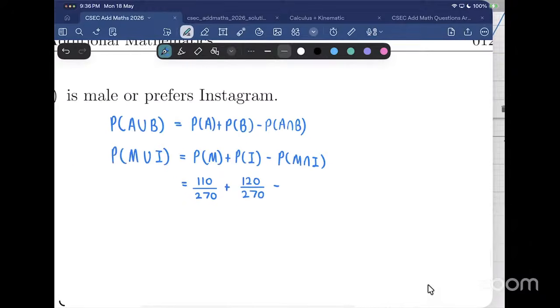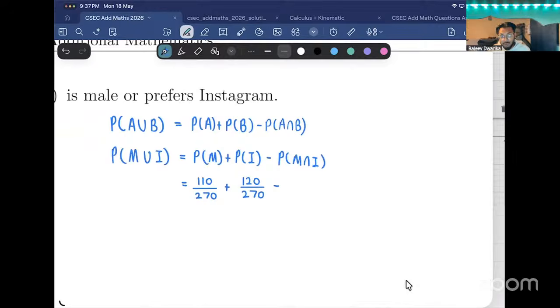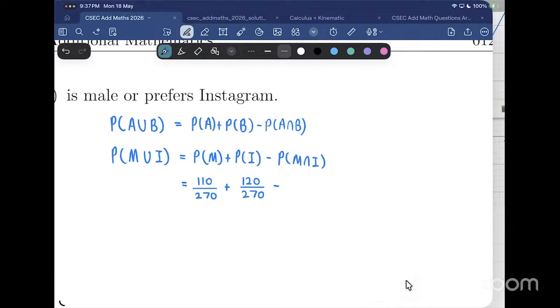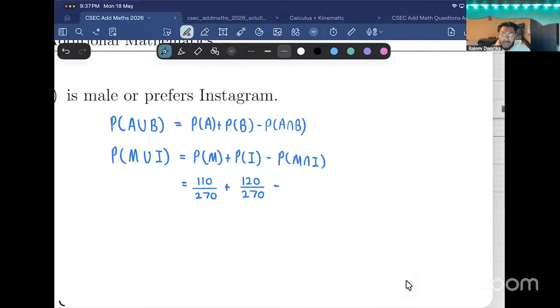Okay. Let me explain something, Virginia. Am I asking you for mail or Instagram? Am I asking you for mail and Instagram? No, sir. You're asking for either one. Exactly, either one. So we'll have to subtract the intersection. You understand it now? Yes, sir.